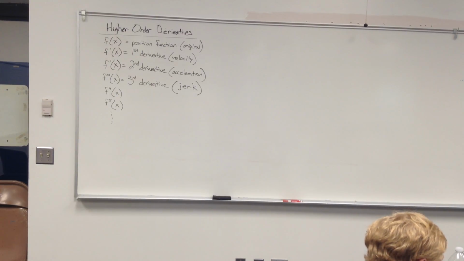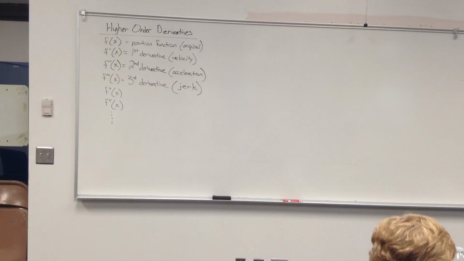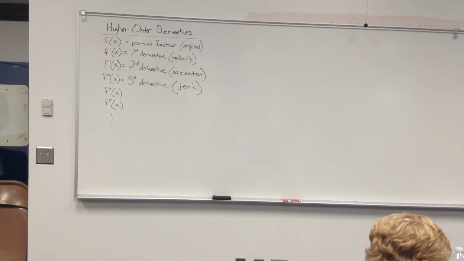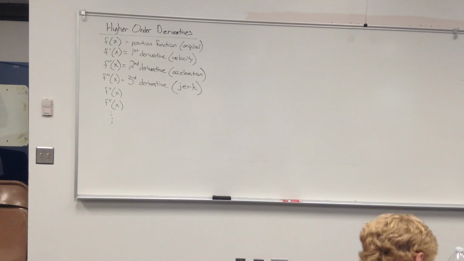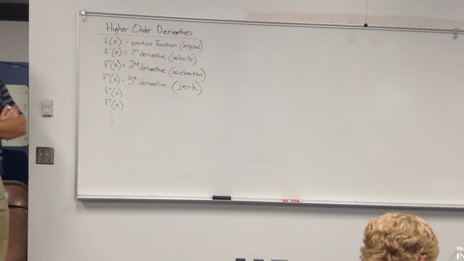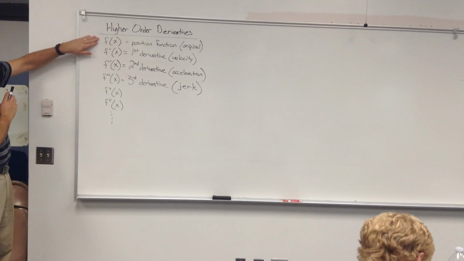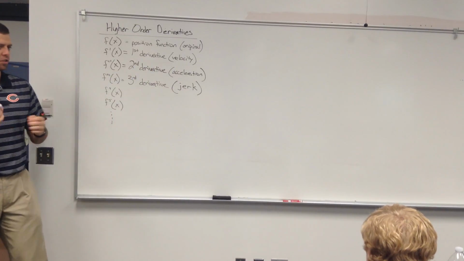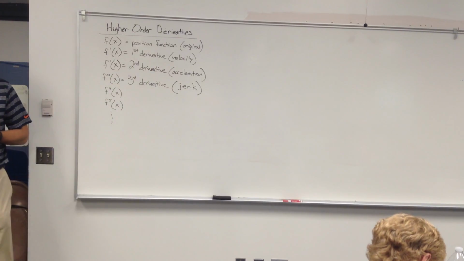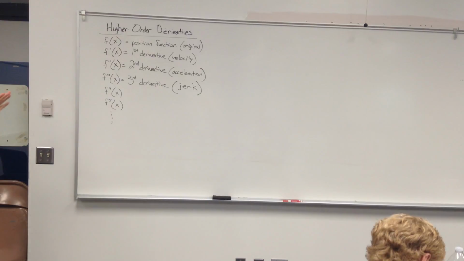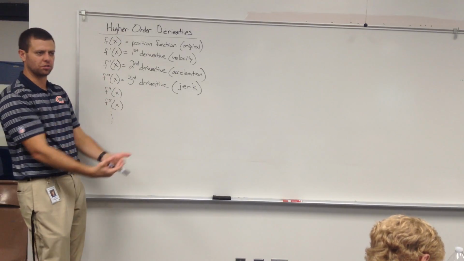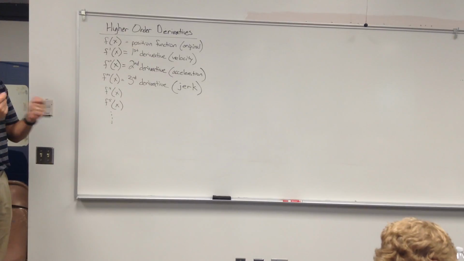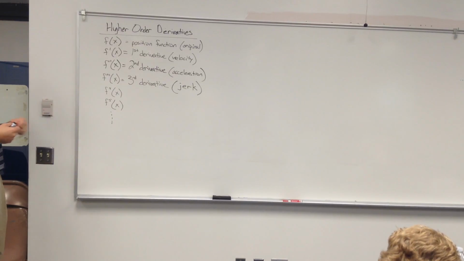Alright, real briefly here guys, higher order derivatives. This won't take very long, just a short little explanation. Let's say f of x is our original function, or sometimes we call it the position function when we start talking about doing some physics examples eventually, okay? We're not really going to get into too many physics examples yet today, but f of x is going to be your original function, your position function, where an object is located, okay?